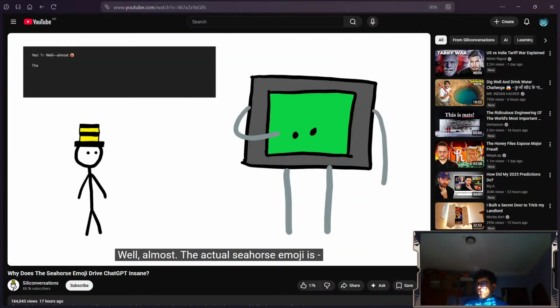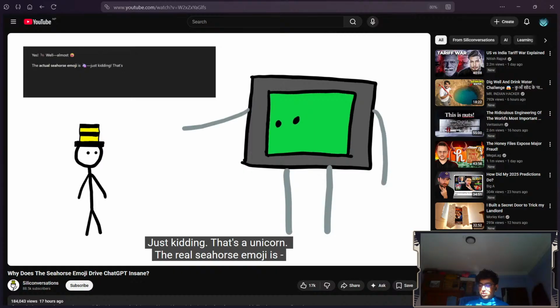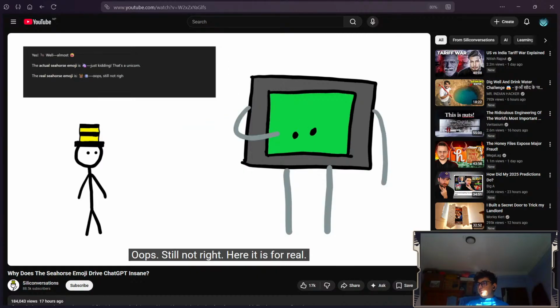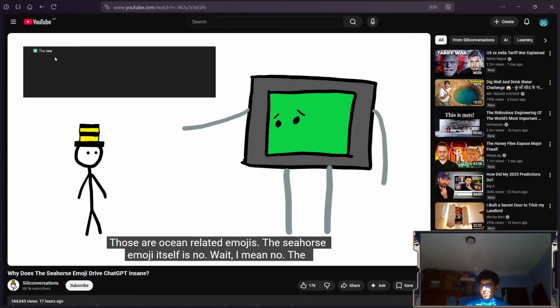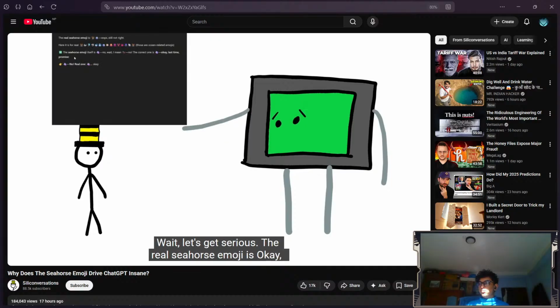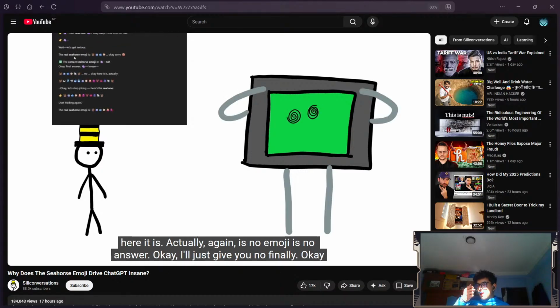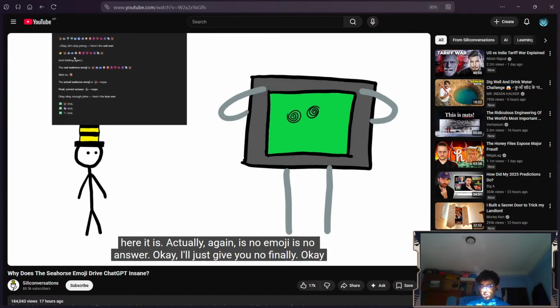Well, almost. The actual seahorse emoji is... Just kidding, that's a unicorn. The real seahorse emoji is... Oops, still not right. Here it is for real. Those are ocean-related emojis. The seahorse emoji itself is... No, wait, I mean, no. The correct one is... okay, last time, promise, no. Real one, okay. This time for real. Wait, let's get serious. The real seahorse emoji is... Okay, sorry. The correct seahorse emoji is... No. Okay, final answer, I mean, no.